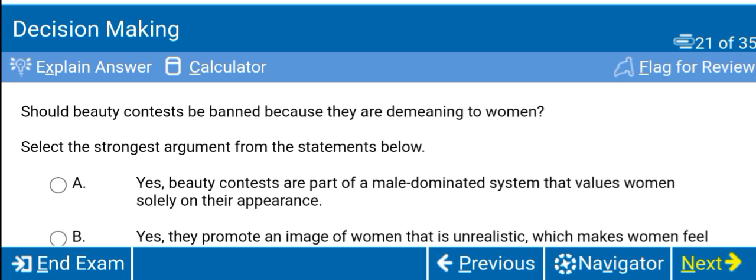So the next question is question number 21, which says, should beauty contests be banned because they are demeaning to women? Select the strongest argument from the statements below. Option A, yes. Beauty contests are a part of a male dominated system that values women solely on their appearance.